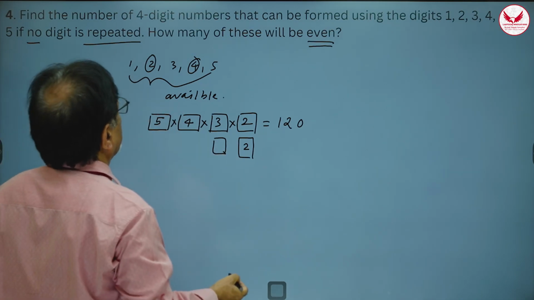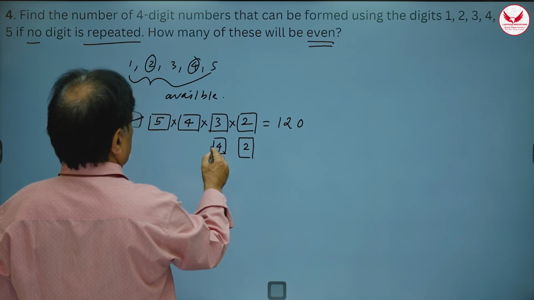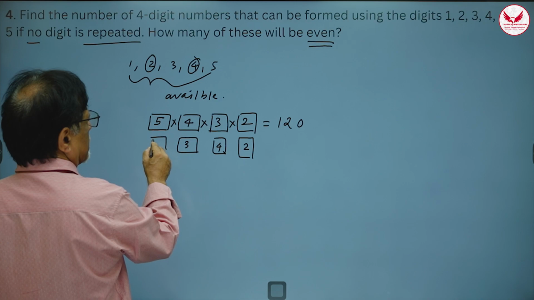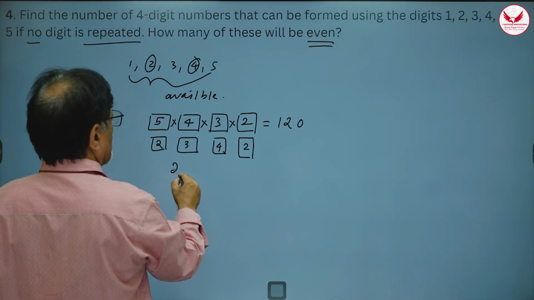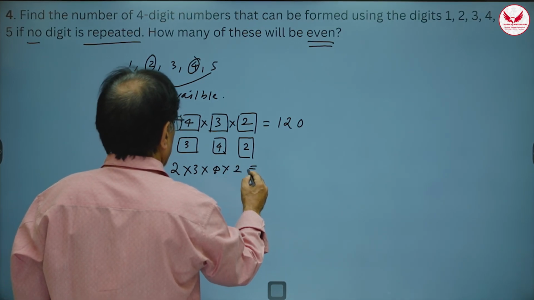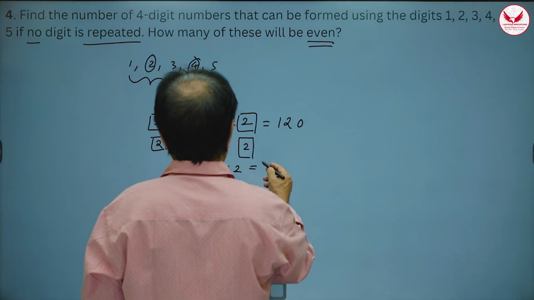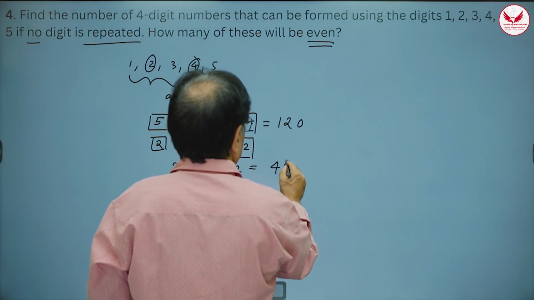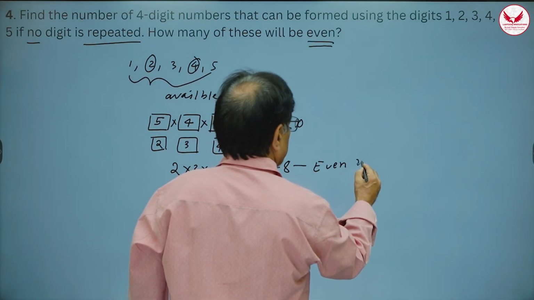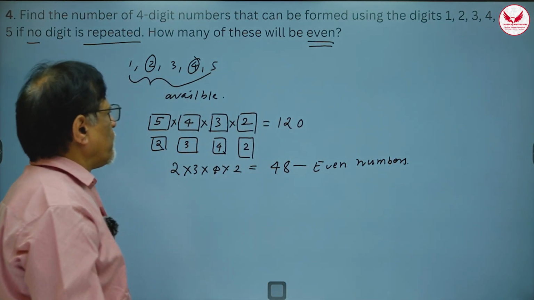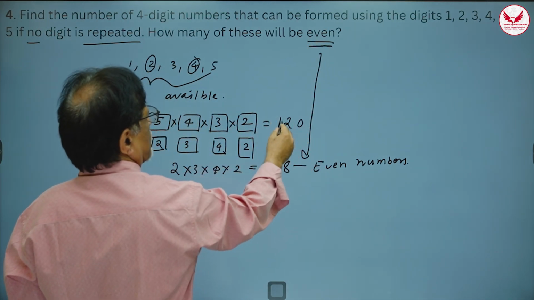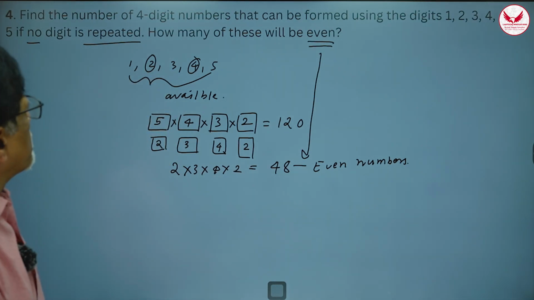Now this place can be filled in how many ways? Now out of 5, 1 is gone. So therefore this is 4. Out of 5, 2 are gone. So this is 3. Out of 5, this is equal to 2. So therefore 2 multiplied by 3 multiplied by 4 multiplied by 2. So 8 multiplied by 6, 48. So there are exactly 48 numbers which will be even numbers. So the answer for this question is 48 and answer for the first question is 120. That's the end of this problem.